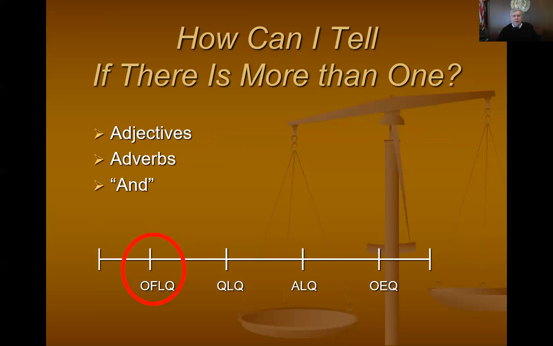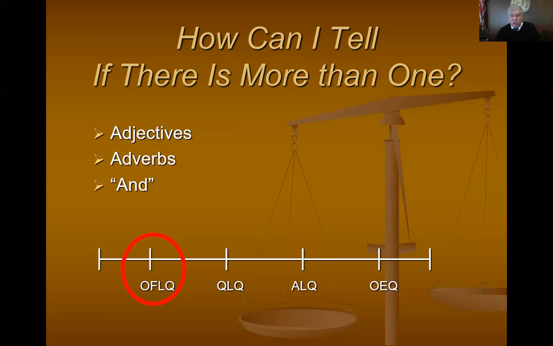Now, how can I tell if I have more than one fact in my question? Well, obviously, if the question includes the word "and," that's a good clue. Yeah, you've got more than one fact there. And so that's at least two questions, and maybe more than that. We're going to do some exercises to break things down so that you can really work on making sure that you only have one fact.